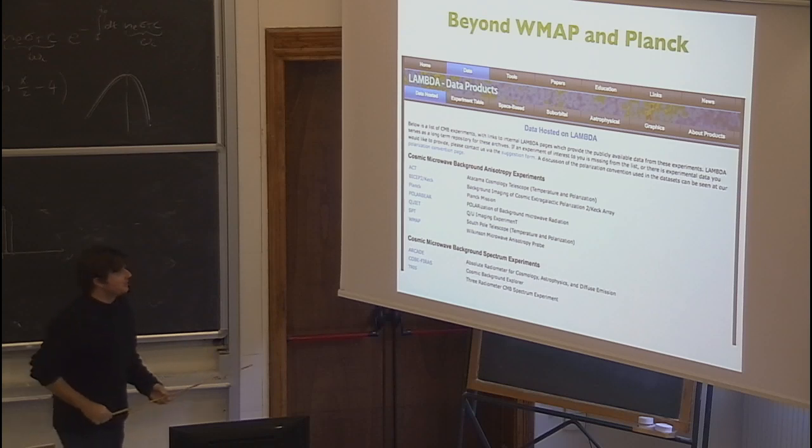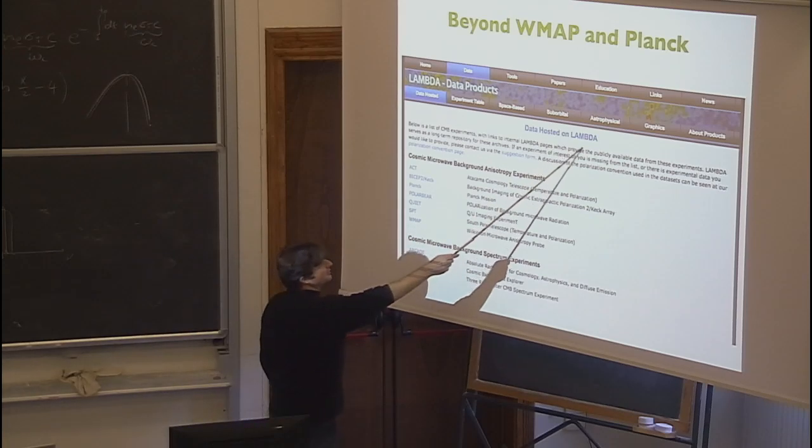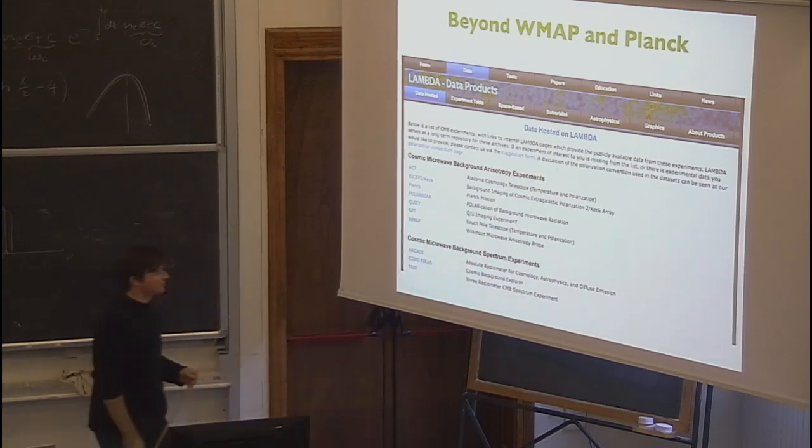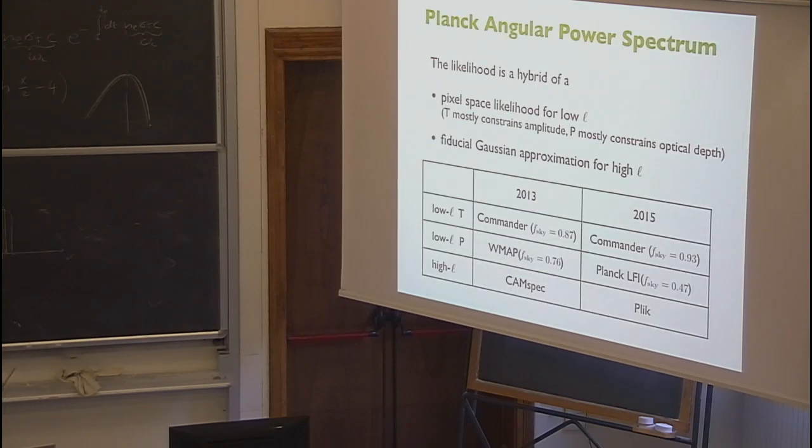In addition to Planck, you can also find the data for various other experiments on the Lambda website. It's a nice website. It's also not just for CMB experiments. You can find various other things on that website: H1 data, various other interesting data sets. Okay, any questions about that? So that's the data that's available.